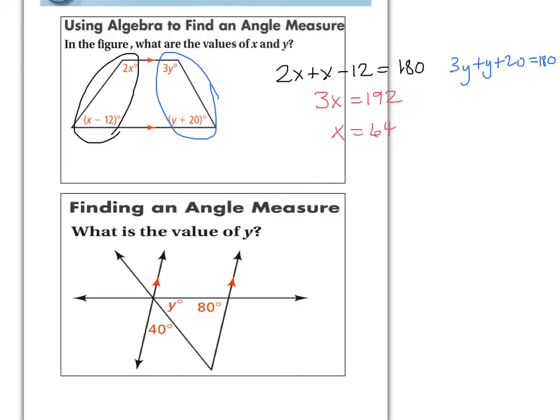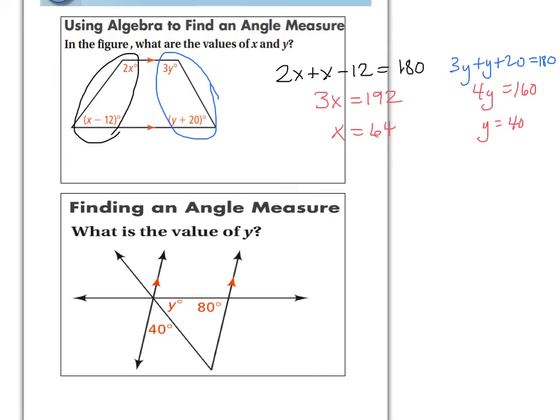Over on the right side for the y's, I would combine my y's, and if I subtracted 20, that'd be 160. So 4y equals 160. If I divided by 4, y is going to be 40. So you're able to find x and y. Those are same side interior angles. They add up to be 180.